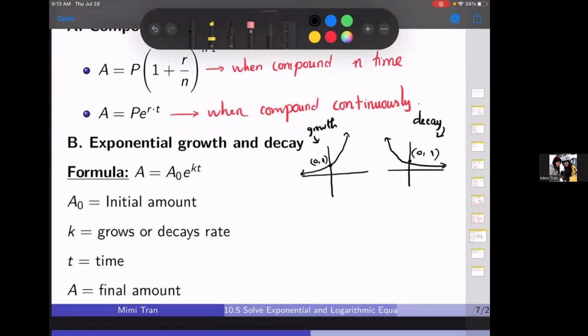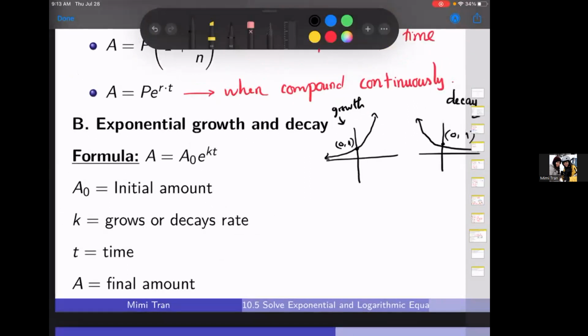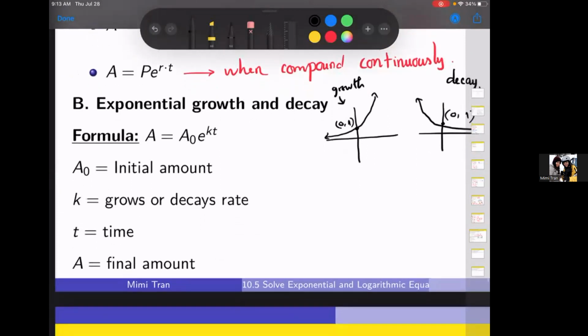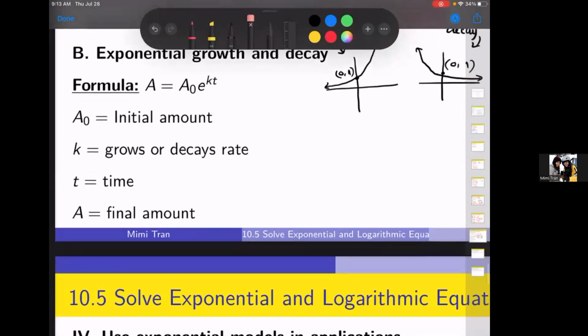Okay, so the formula is A equals A naught, or A sub 0, times e to the power of kt, where A naught is the initial amount. It's the very beginning amount. K is the growth or decay rate. This is either given or you calculate it out, but you don't make those up. T is time and A is your final amount.